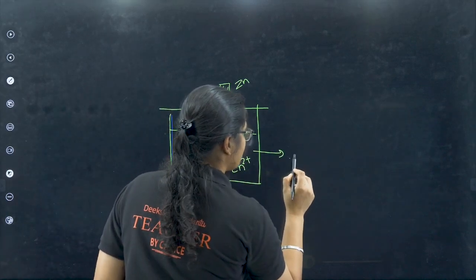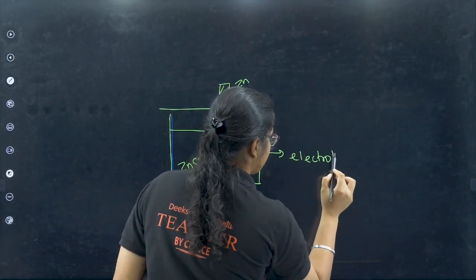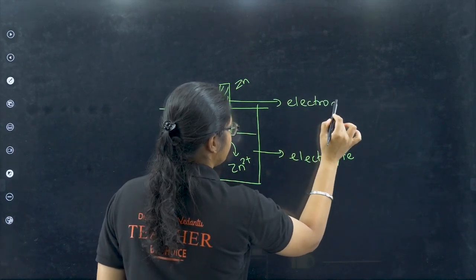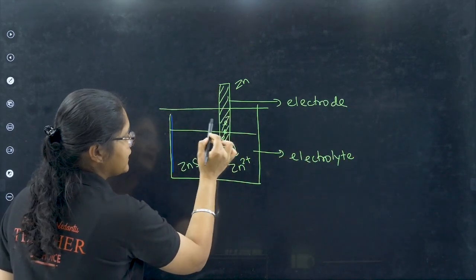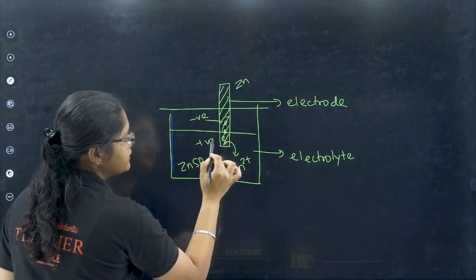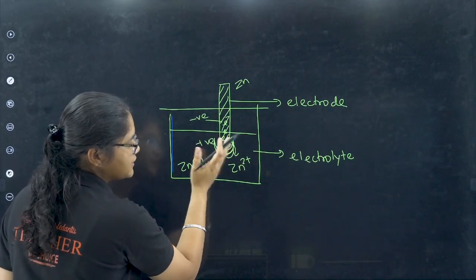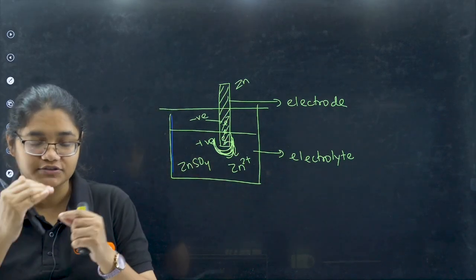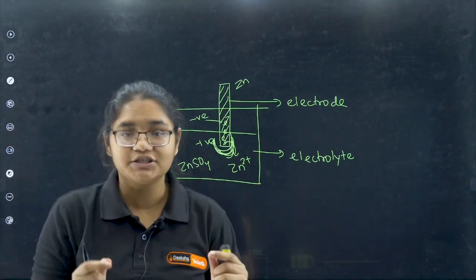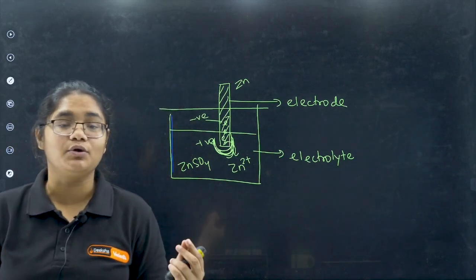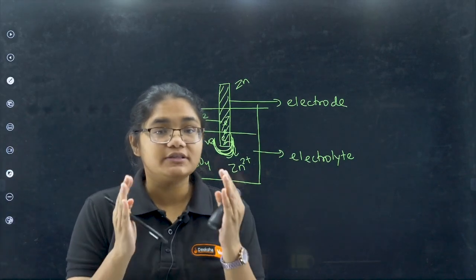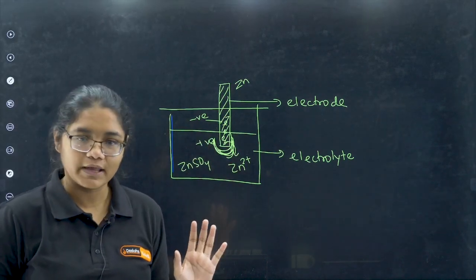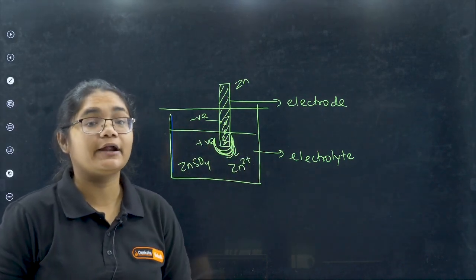This solution is called what? Electrolyte. Okay, this is called the electrode, right? So there is a charge difference. This is negatively charged, this solution is positively charged. So at this junction, this boundary, there is a negative and a positive charge difference, and whenever we have a charge difference, we call it a potential difference. So this potential difference is called your electrode potential. Okay, this potential difference is called electrode potential.